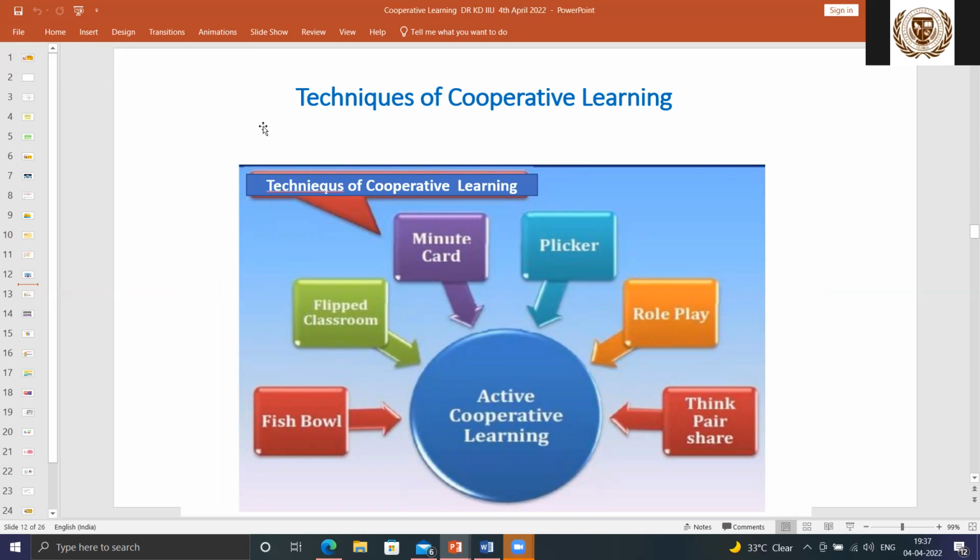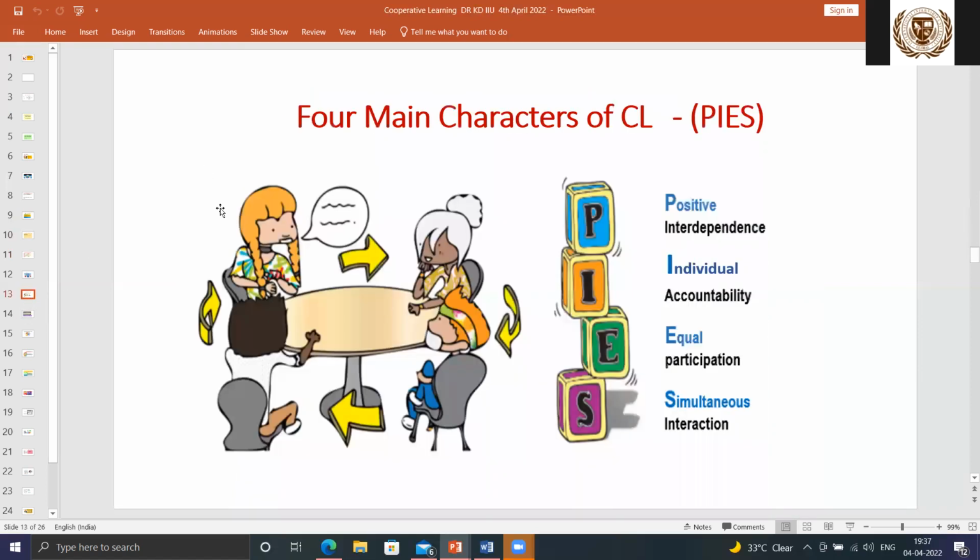Then techniques of cooperative learning. The techniques of cooperative learning are minute card, clicker, role play, think pair share, then fishbowl, and flip the classroom. And this is the active cooperative learning mode. So I will discuss these techniques later on.